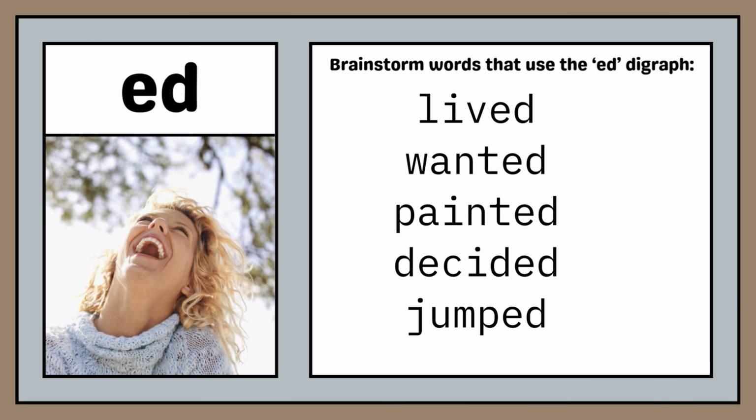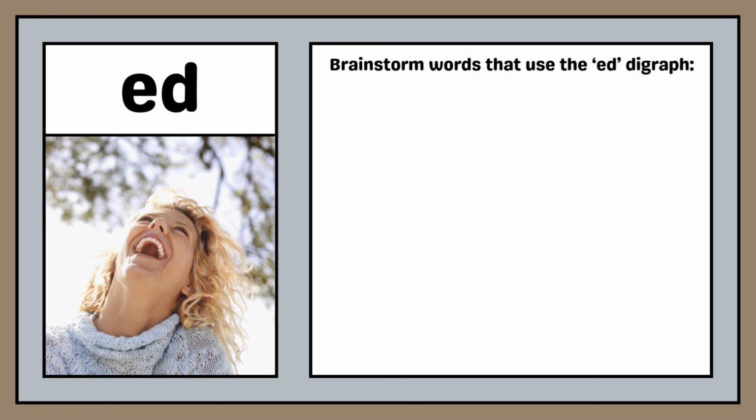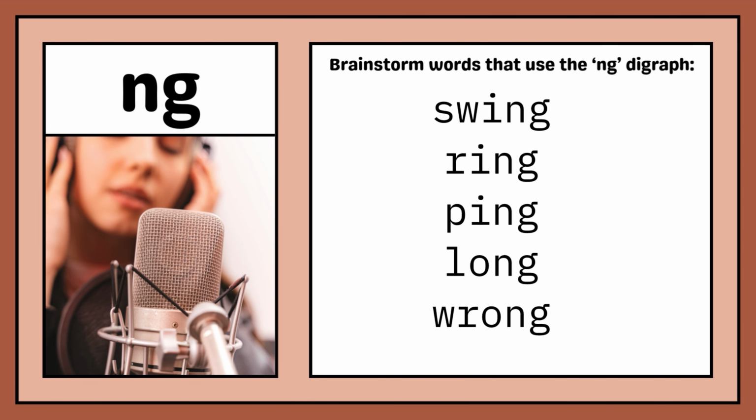ED makes three different sounds. D as in lived, id as in wanted, painted, decided, and T as in jumped. NG makes ng sound as in swing, ring, ping, long, wrong.